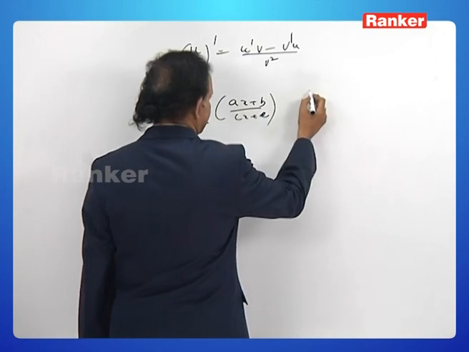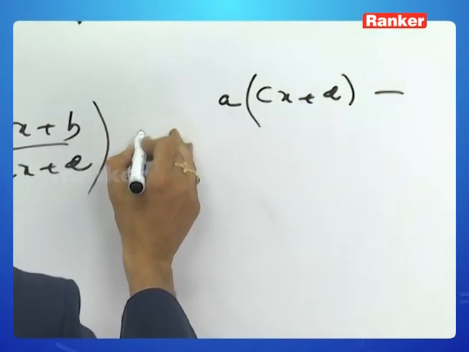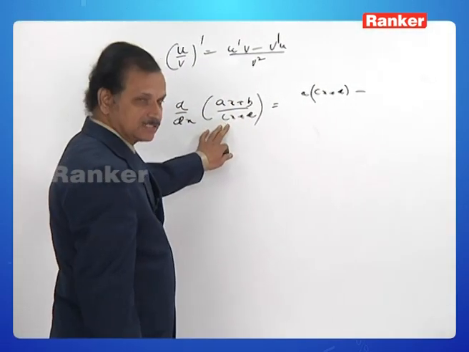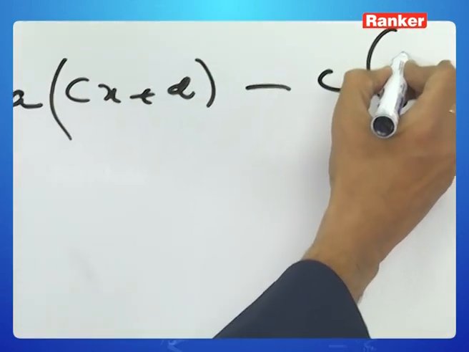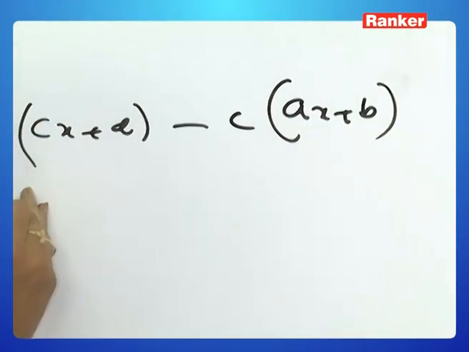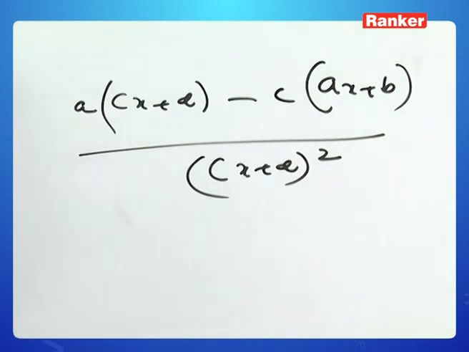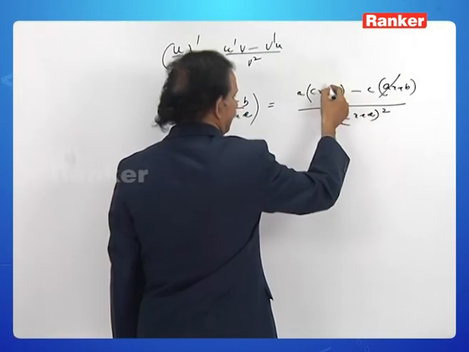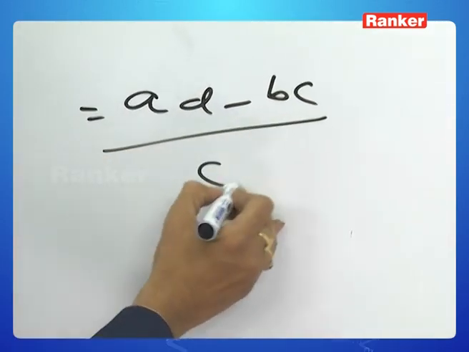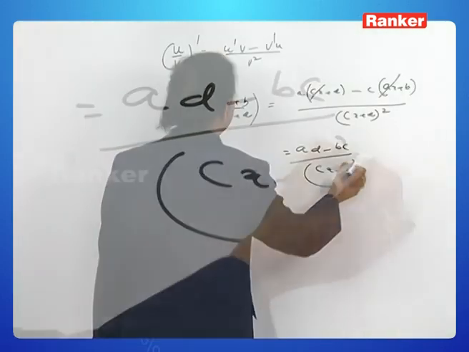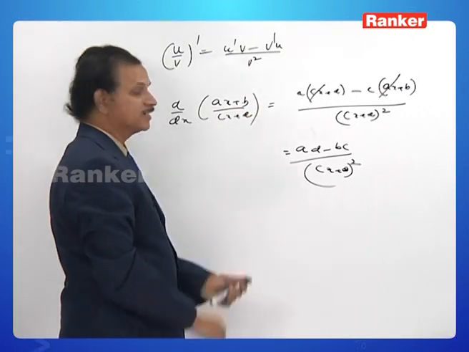u dash: for ax, a; for b, 0. v is cx plus d. v dash: for cx, c; for d, 0; c plus 0, c. Then over v square, a into cx can be cancelled, leaving you ad minus bc. It is just nothing but the determinant ad minus bc by denominator whole square, that is cx plus d whole square.